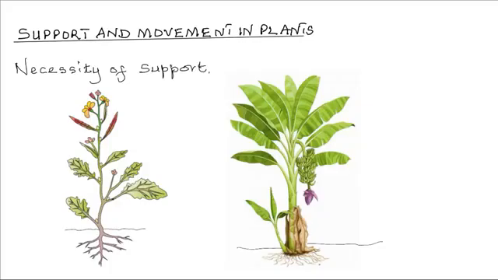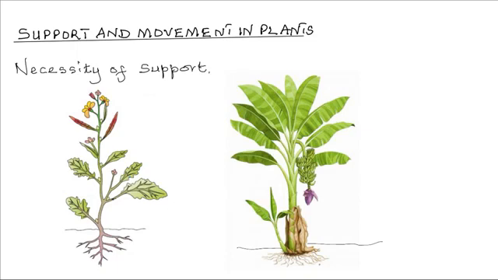In this lesson, we look at support and movement in plants, and specifically the flowering plants. Plants do not show locomotion, but they do show irritability movements such as tropism and nastic responses. However, just like animals, plants, and especially the terrestrial ones, need a support framework for the following reasons.